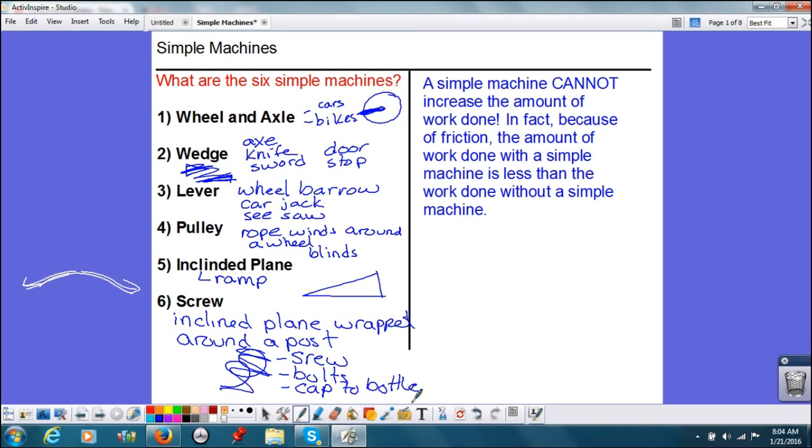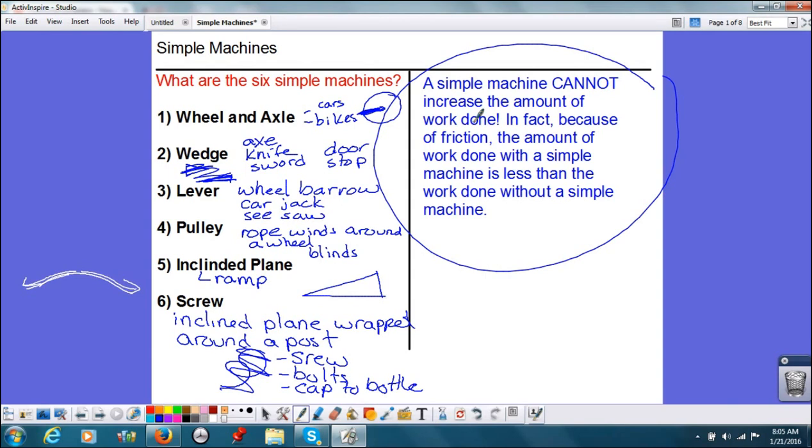So these 6 simple machines make up more complex machines. You put some of them together, you can get a complex machine. So let's look at a simple machine. A common misconception is that simple machines can increase the amount of work that's done. That's not true. You cannot increase the amount of work done. If there's no friction, you get the same amount of work out.